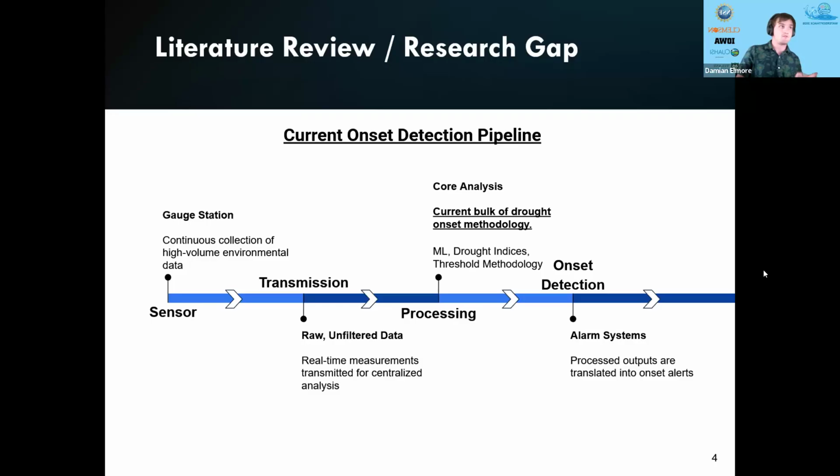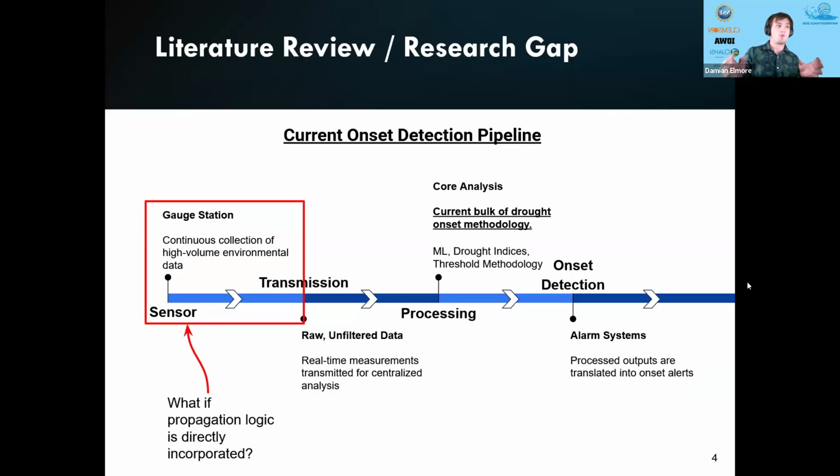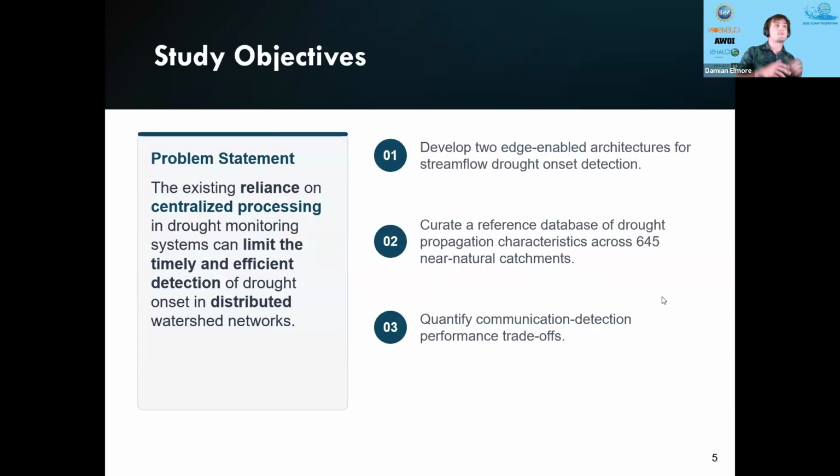But in the spirit of this fellowship, what if we incorporated that propagation logic into the sensors to help with this data problem that we've been running into? Which brings us to our problem statement. This existing reliance on centralized processing in drought monitoring systems can limit the timeliness and efficiency of drought detection, especially so in distributed watershed networks.